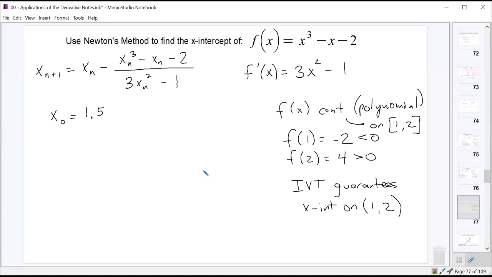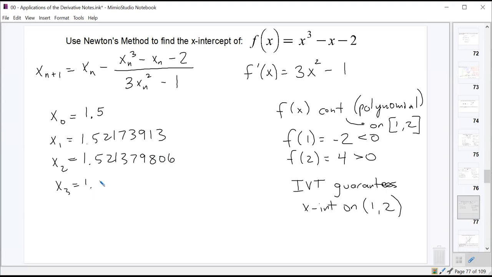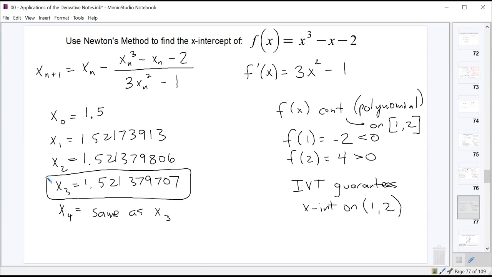We'll go in here and say x sub 1 was 1.52173913. X sub 2 was 1.521379806. X sub 3 was 1.521379707, and x sub 4 came out to be the same as x sub 3, giving us this as our best approximation for the x-intercept of that function on that interval.